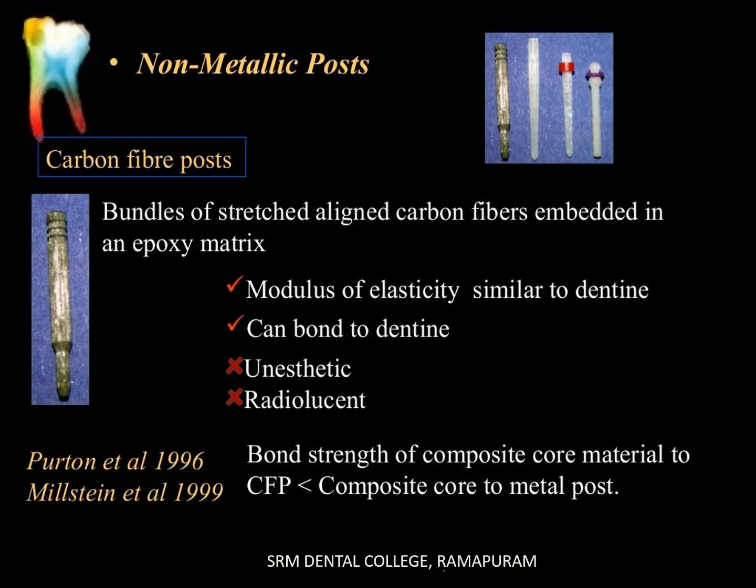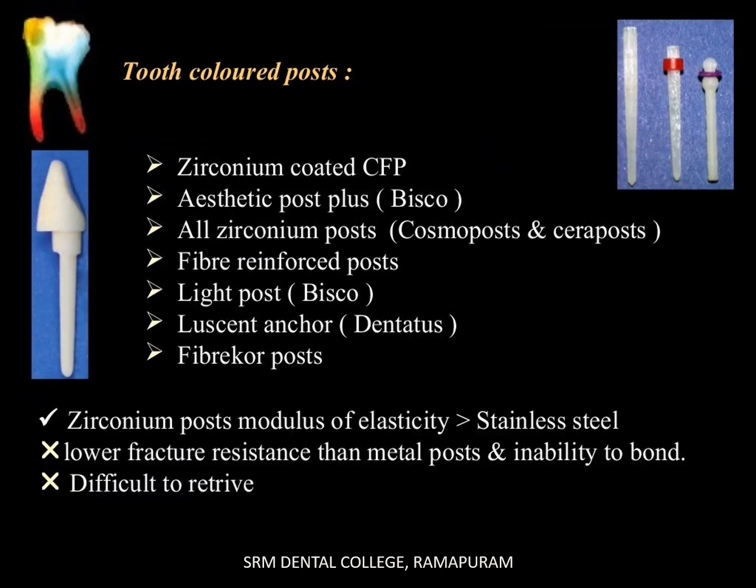Non-metallic posts, carbon fiber posts: bundles of stretched aligned carbon fibers are embedded into an epoxy matrix. The modulus of elasticity is similar to dentin. It can bond to dentin, but it is not aesthetic and is black. Tooth-colored posts include zirconium-coated carbon fiber post, aesthetic post, all zirconium post, fiber reinforced post, light post, lucent anchor, and fibrekor post. Zirconium post modulus of elasticity is more than stainless steel. These are strong but difficult to retrieve.